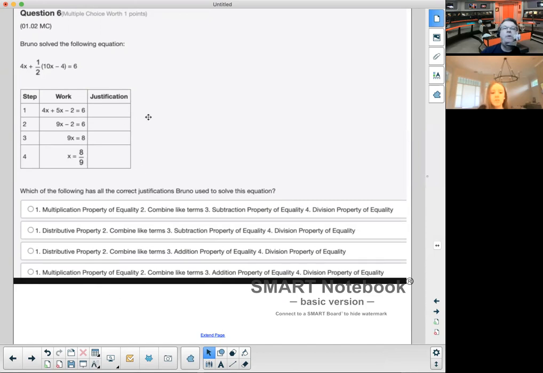So what happened from step 1 to step 2? They combined like terms. Good. Are there more choices, or is this it? Oh, I'm sorry. Look, they started here. I'm so sorry. So the original equation is up here. So what did they do to get from here to step 1?